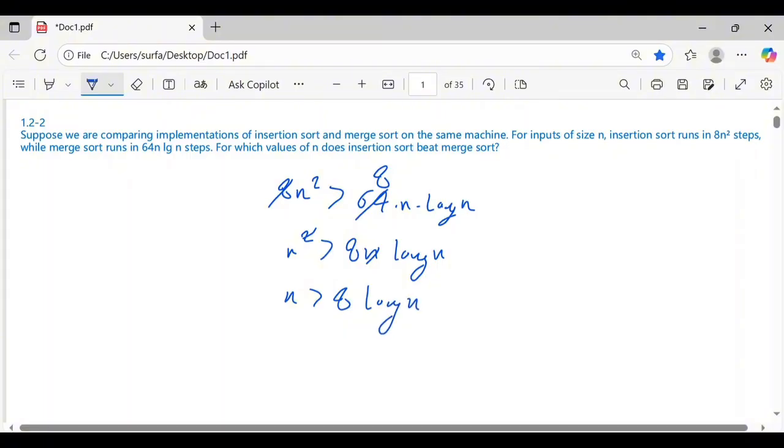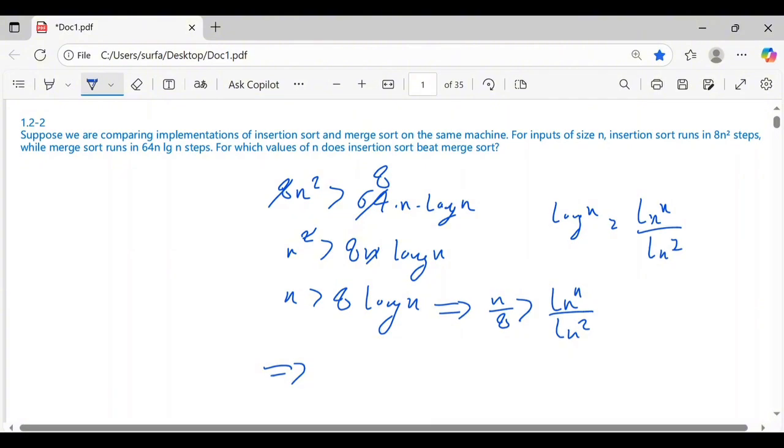Let me first tell you, based on the rules we have for logarithms, we can write this like this. So it will become something like this, with ln n and ln 2. We will move ln 2 to the other side of the equation, and it will become like this. And this is ln n.